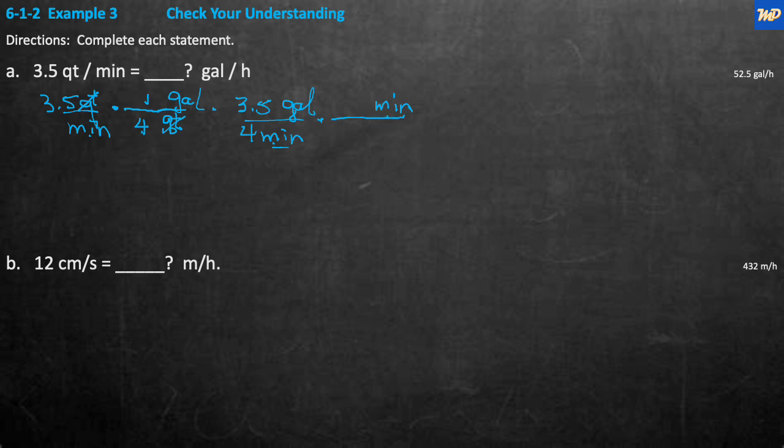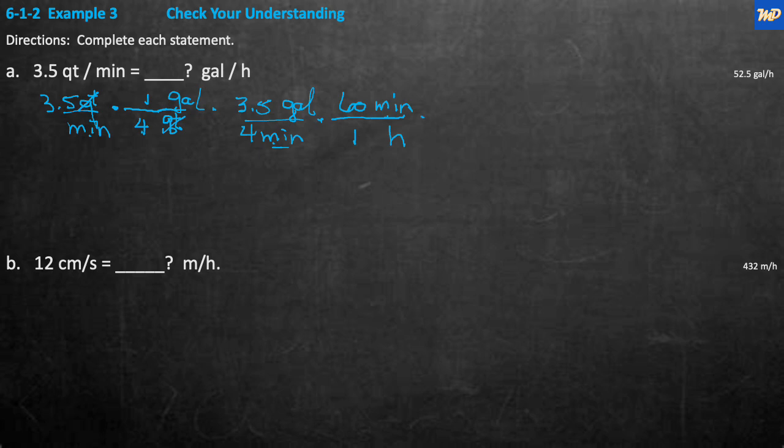And what do we want to get to? We want to get to hours, or whatever the next conversion. You could have 4 or 5 conversions here. We want to get to hours. So it's minutes over hours. Okay. And then how many minutes? 60 minutes per 1 hour.